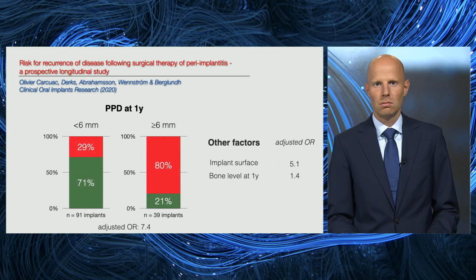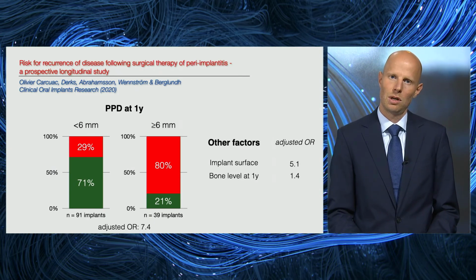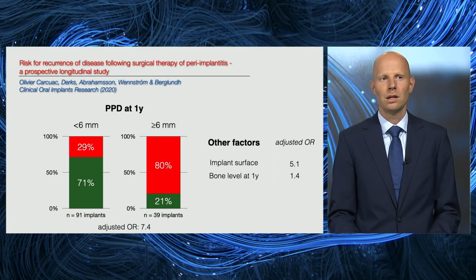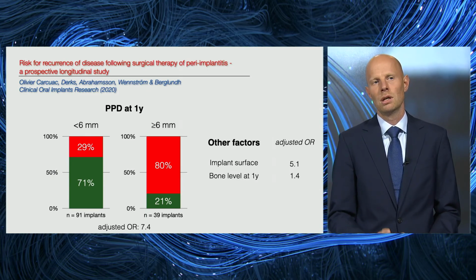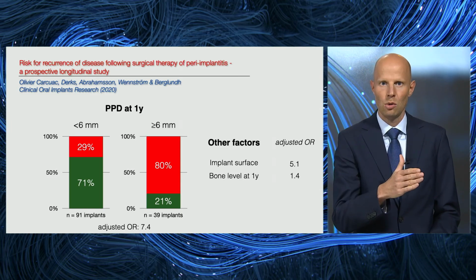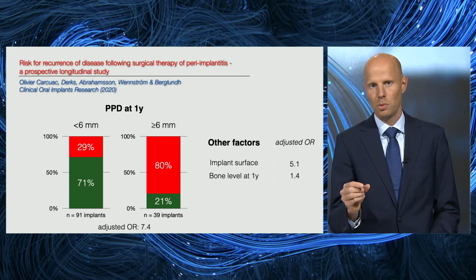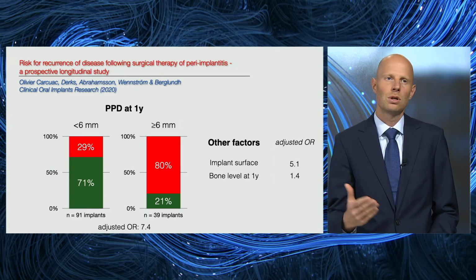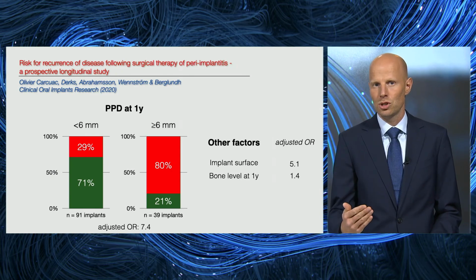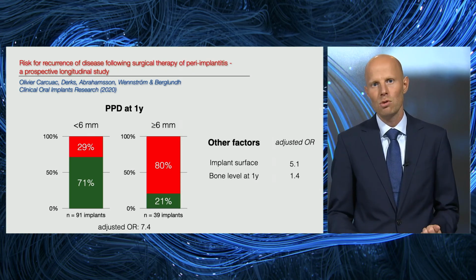And we broke this group into 2 parts, that is shallow probing, less than 6 millimeter, and residual pockets, if you want, of 6 millimeters or more. And you see the rate of progression in both of these groups. We are very strong in the group to the left, that is shallow probing, reduced risk of progression, while if we have residual pockets, we basically have a problem, because then the risk of progression or recurrence is as high as 80%.